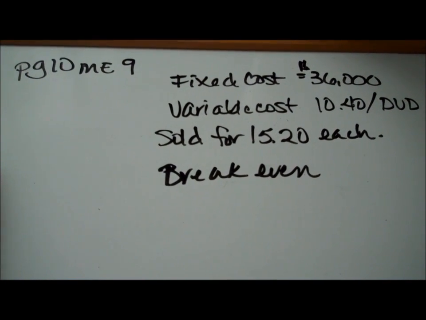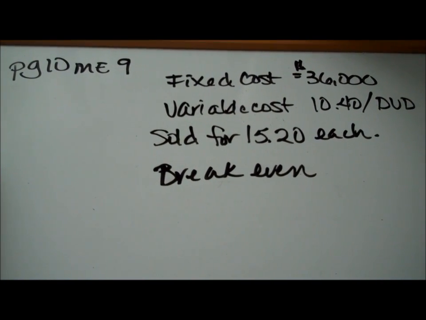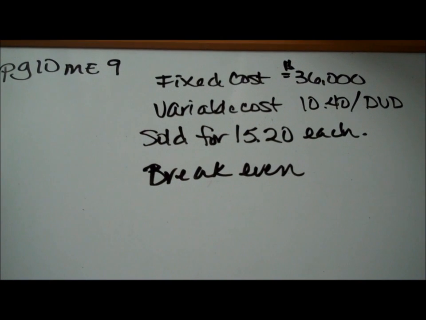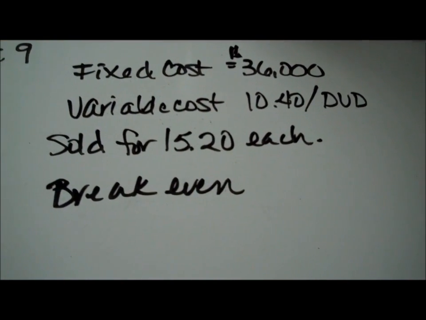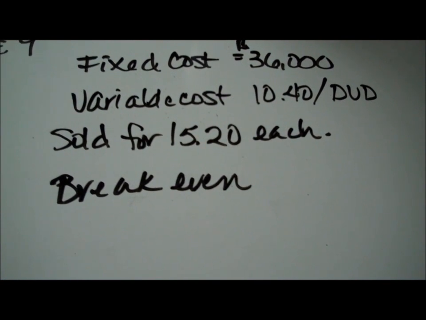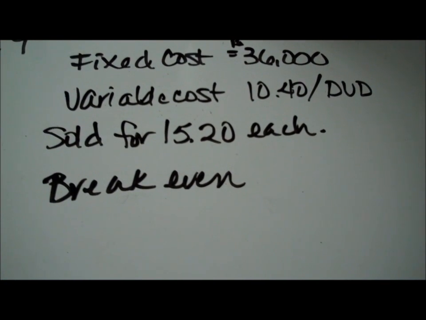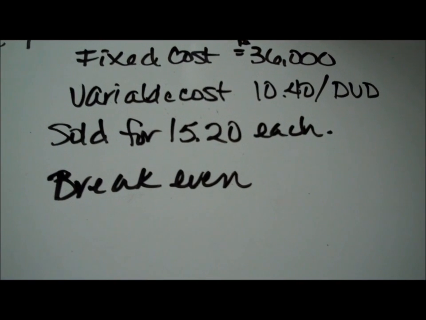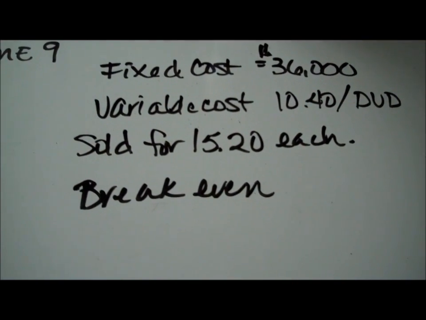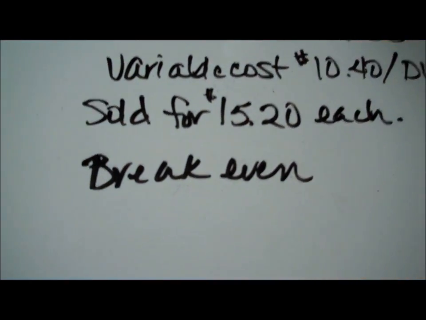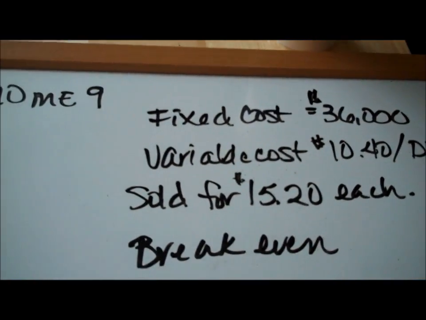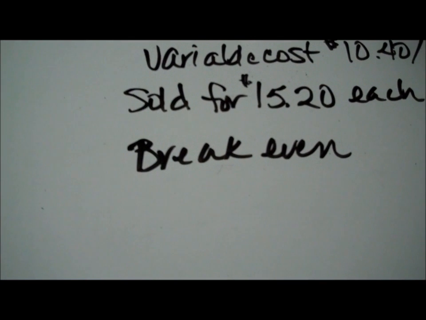Okay, on page 10, we're doing the matched example number 9. You should have read and then written down important information. It talks about having a fixed cost of $36,000, a variable cost of $10.40 per DVD, and that they sold for $15.20 each. Okay, so we need to find out, we want them to break even.